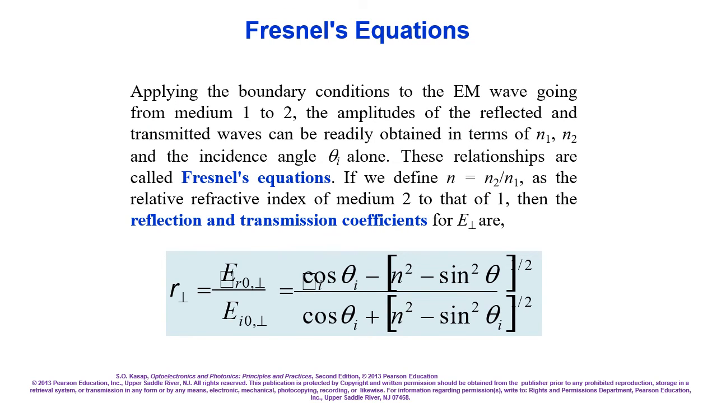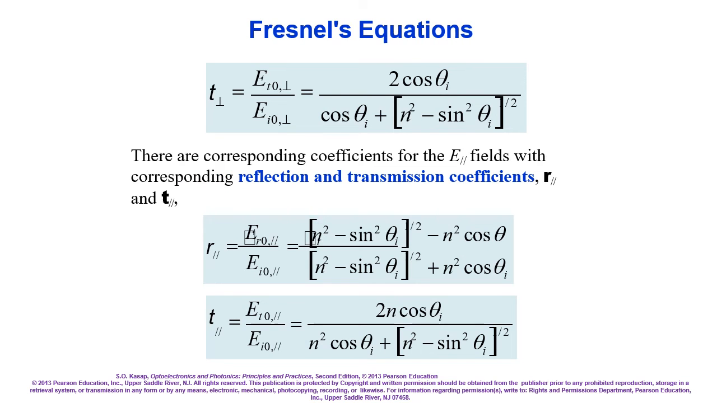Applying the boundary condition to the EM wave going from medium 1 to medium 2, the amplitudes of the reflected and transmitted waves can be readily obtained in terms of n1, n2 and the incident angle theta i. These relationships are called Fresnel's equations. If we define n equals n2 by n1 as the relative refractive index of medium 2 to medium 1, then the reflection and transmission coefficients for E perpendicular are as follows. This equation is for R perpendicular, and for solving mathematical problems, these equations are important. This one is for T perpendicular.